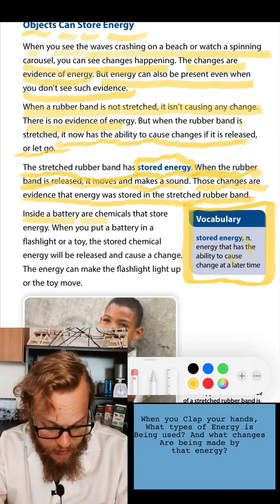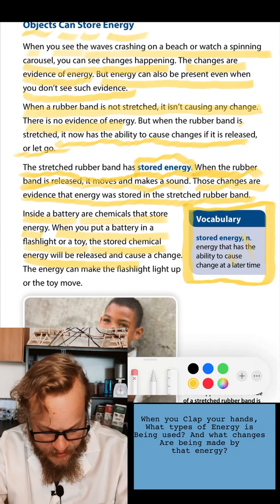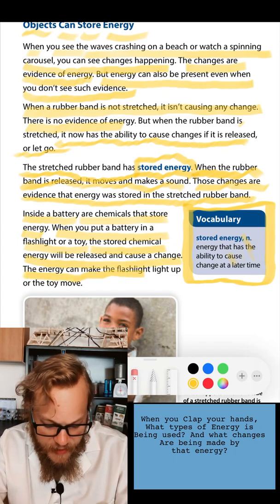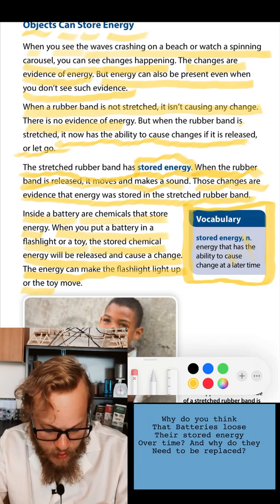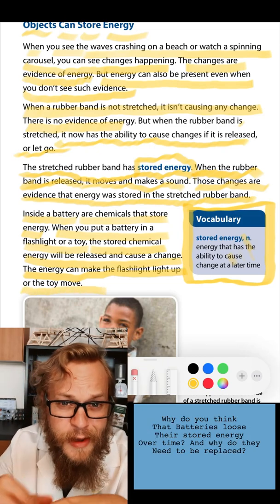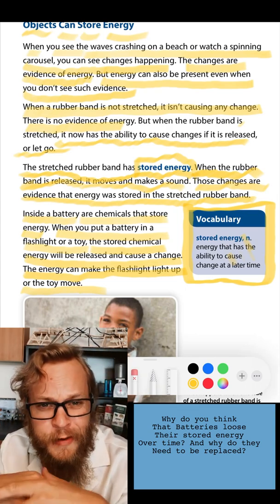Inside a battery are chemicals that store energy. When you put a battery in a flashlight or a toy, the stored chemical energy will be released and can cause a change. The energy can make the flashlight light up or the toy move. So batteries are a good storage unit for stored energy.